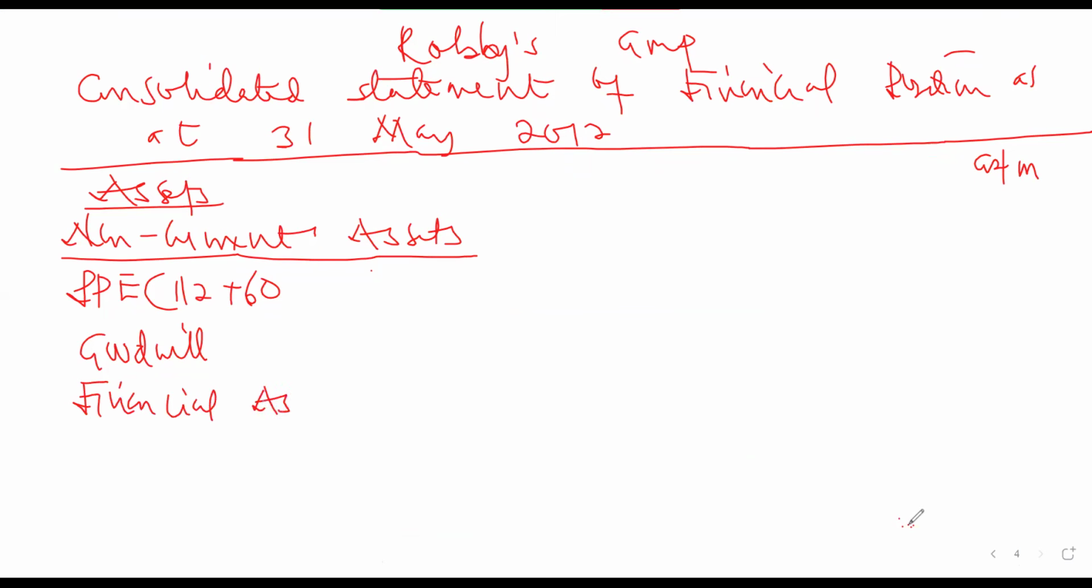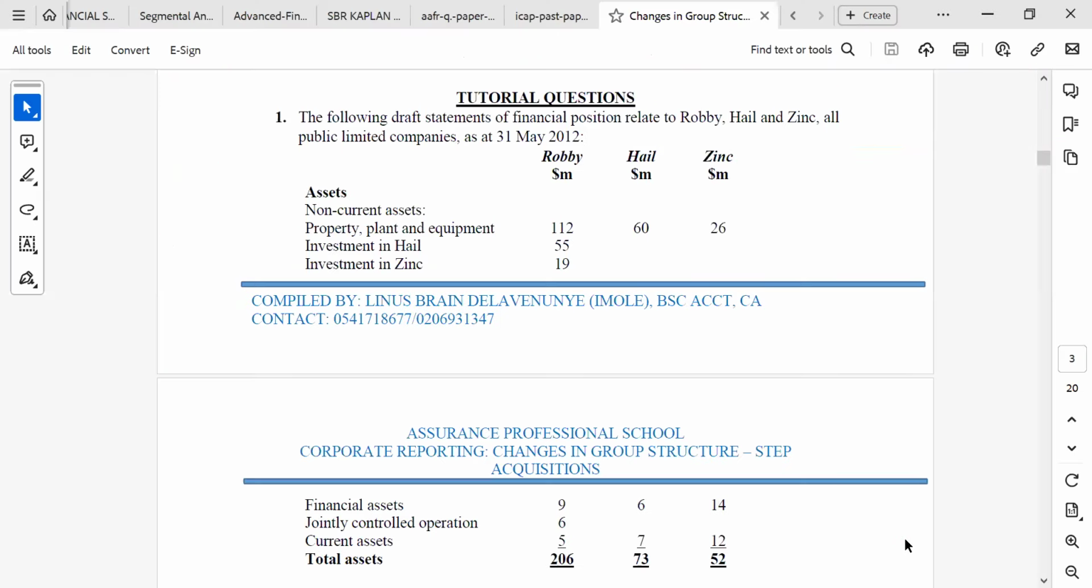So we have financial assets. What is the value of financial asset for the parent and the first subsidiary? 9 and 6. Okay, that will be 9 and 6.